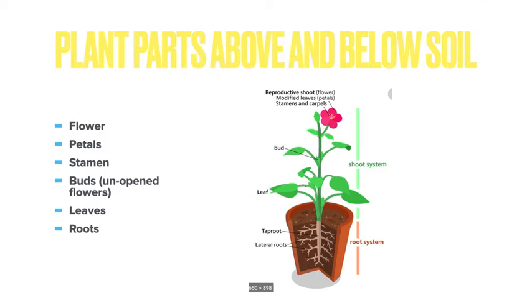Plants have many parts. They consist of the ones that you can see above ground, such as the flowers, the petals, the stamens, the buds, and the leaves. But they also consist of parts that you can't see, which are below the ground, such as the roots, and the roots help the plants to grow big and strong.